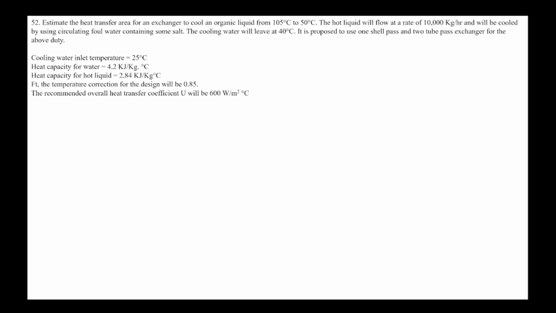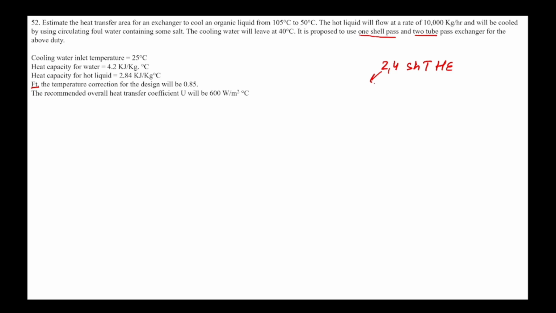So there is an Ft. You might be confused with Ft. Ft is a correction factor. It always comes whenever there is more than one tube pass, like one shell pass and two tube passes. That is also called a 2-4 shell and tube heat exchanger. You might have heard sometimes of 2-4.